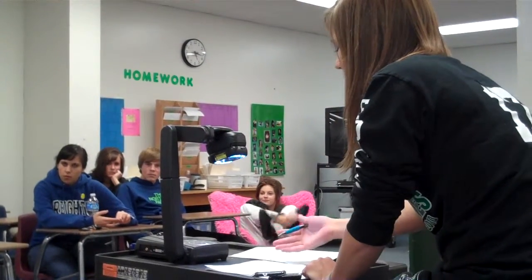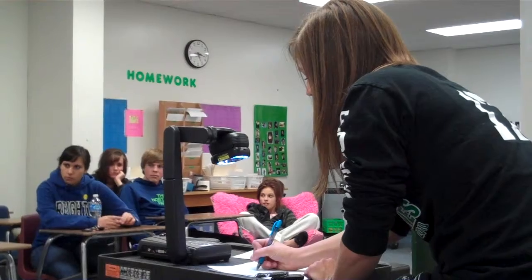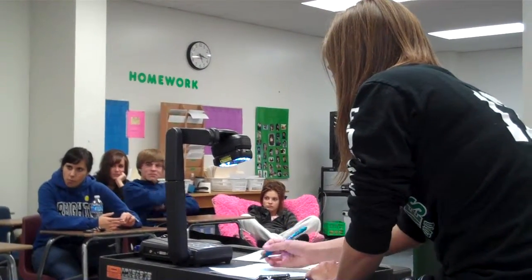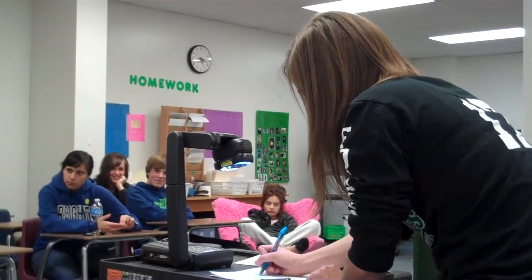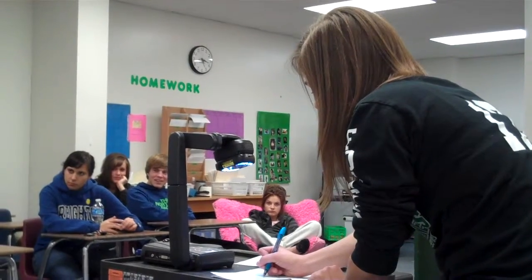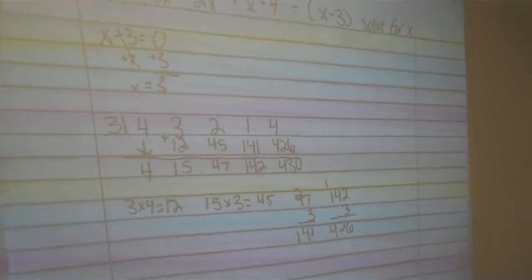We're pretty much just repeating the same process for every coefficient. You now have 47. 47 times 3 is 141. 141 plus 1 is 142. Take that again times the x value, and you're going to get 426. Then you add 426 plus 4, which gives you 430. Since that's the last box, it's going to be our remainder.